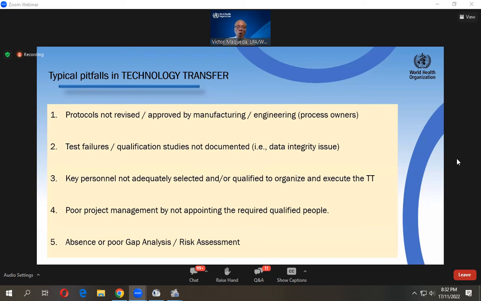Of course, absence or poor gap analysis or risk assessment, right? Of course, I would also add, or a late gap analysis or risk assessment, because some companies have the problem with planning, as we mentioned, then they realize, or they're able to perform a risk assessment, but after a lot of things have been decided, including equipment, including a lot of process definitions. So in that case, if you perform a late gap analysis, it's of little use.